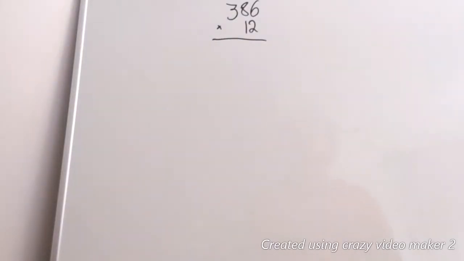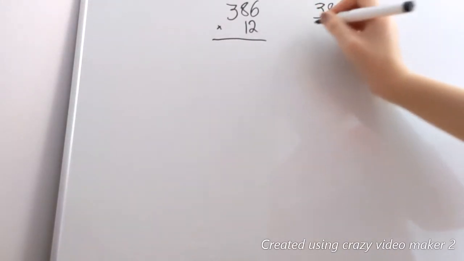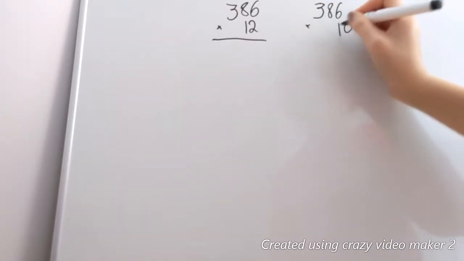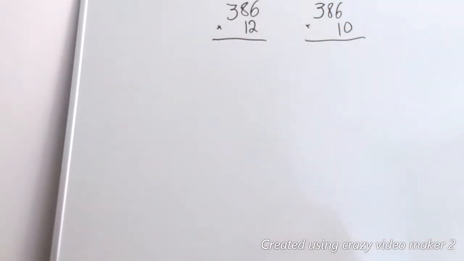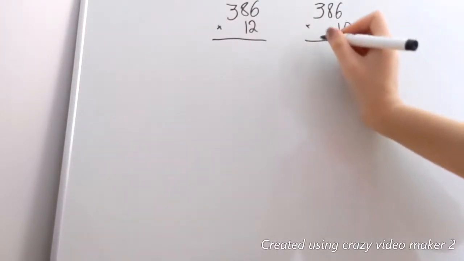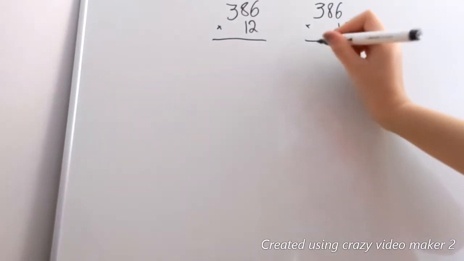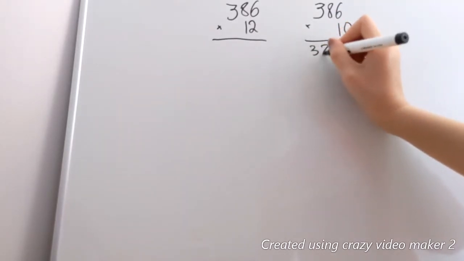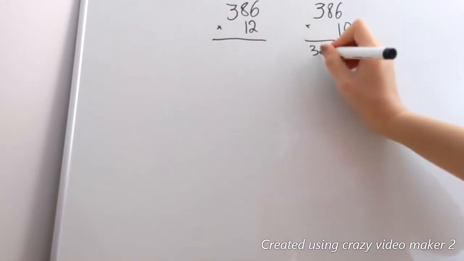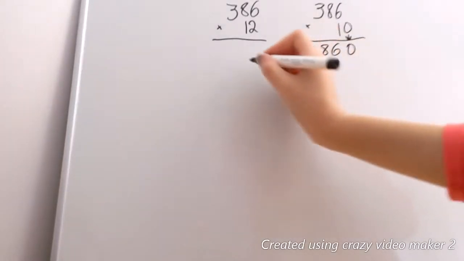So we will do 386 times 10, and you know what that equals, right? We bring down the 0 and 386 times 1 is 386. And that 0, so that would be 3,860.